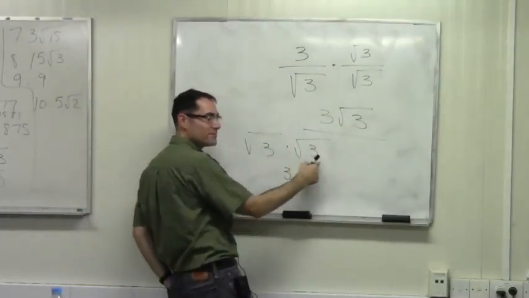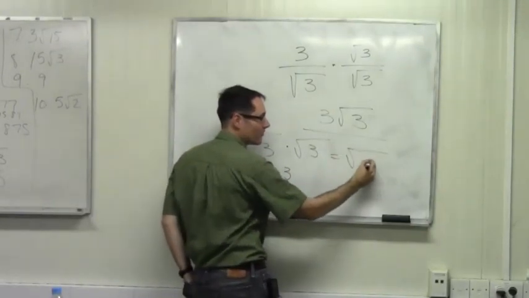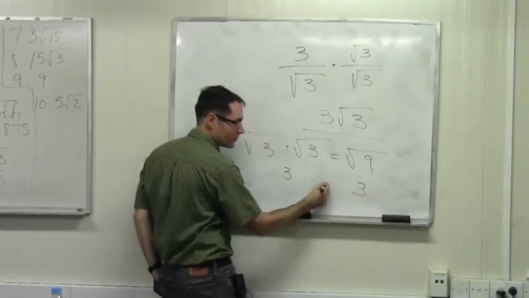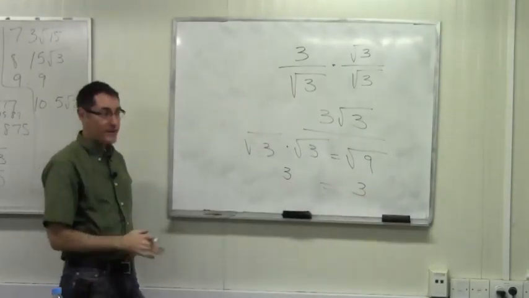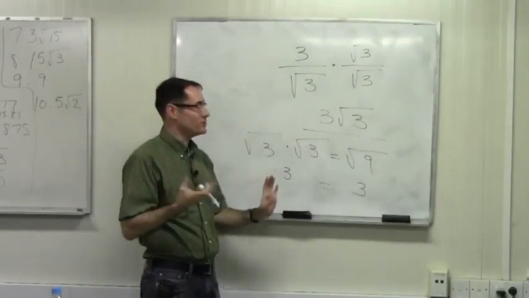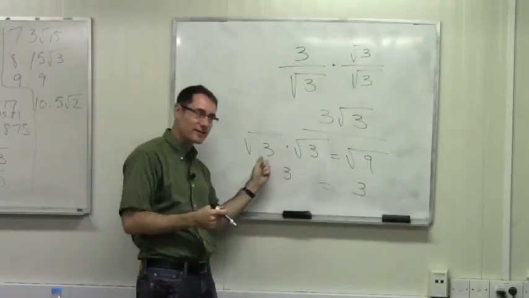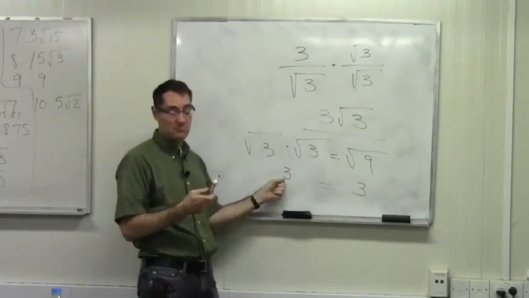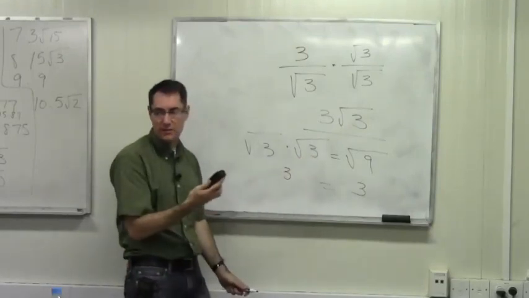Okay? You could do it this way. You could say square root of 3 times square root of 3 equals the square root of 3 times 3, which is 9. Well, what's the square root of 9? 3, which is exactly what we had there. Okay? So if that's warping your brain too much, just remember, if you take the square root of something times itself, you end up back with that number again.